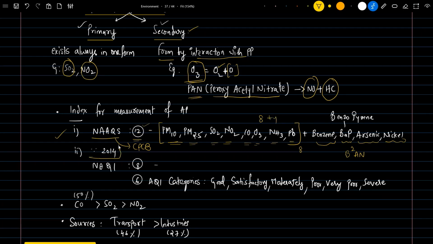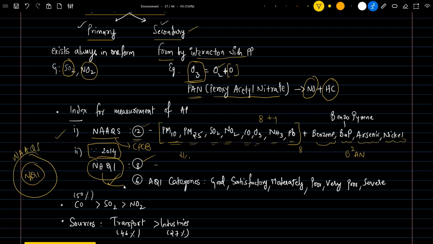Since 2014, we are using this National Air Quality Index instead of the National Ambient Air Quality Standard. So we are using this Air Quality Index. It calculates 8 pollutants. So these are the 8 pollutants. Basically, you can say the National Air Quality Index is a subset of the National Ambient Air Quality Standard.